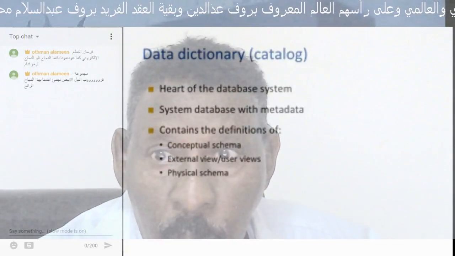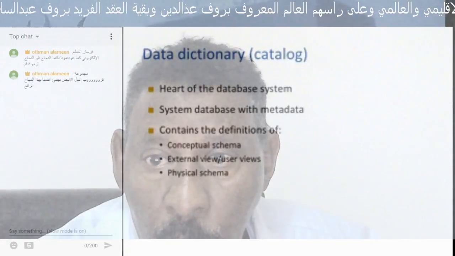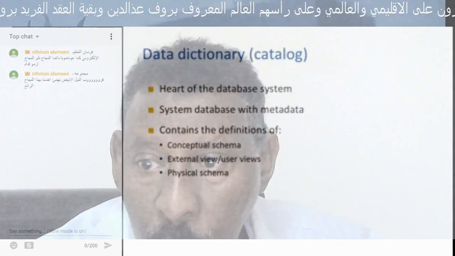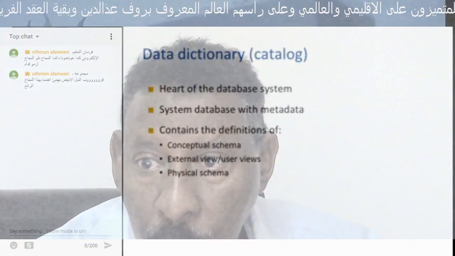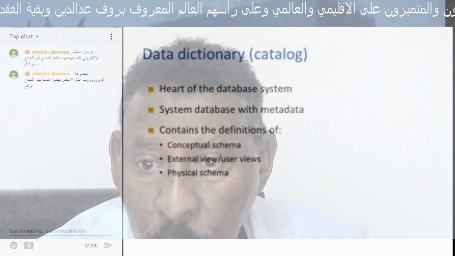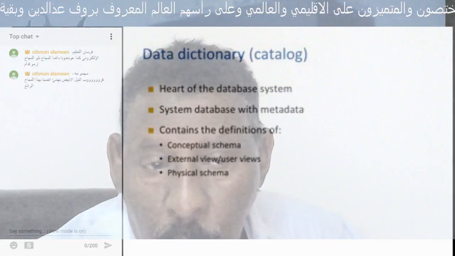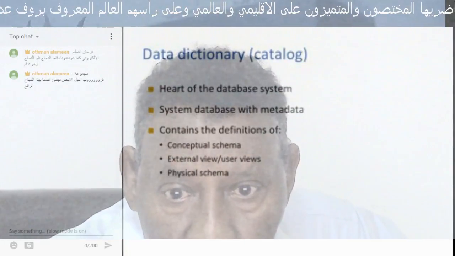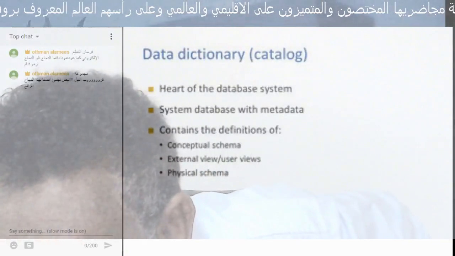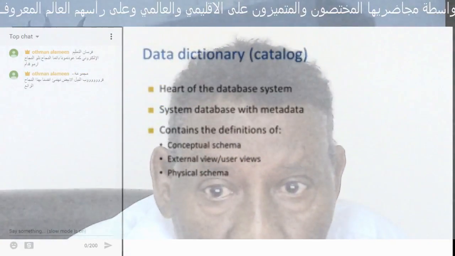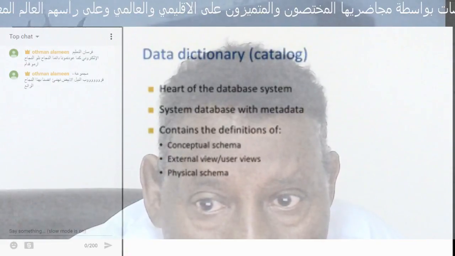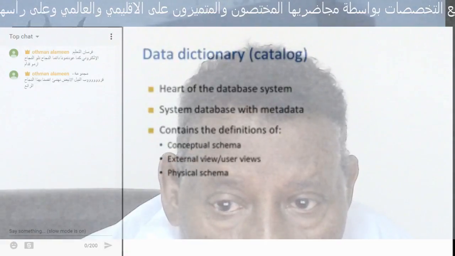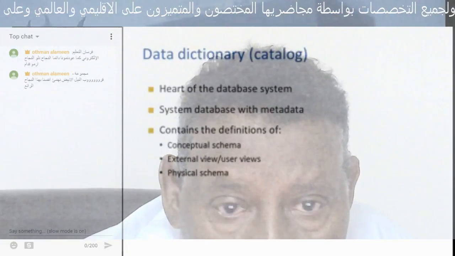The data dictionary or catalog, those are two synonyms of one another, is the heart of the database system, since it contains all the metadata. It's going to contain all the data definitions, the data types, the data structures, the constraints, and so on. So it's going to contain the definitions of that three-layer architecture: the definitions of the conceptual scheme, which was the scheme in the middle, remember, the external view or user views, which was the scheme above, and it's also going to contain the definitions of the physical scheme.